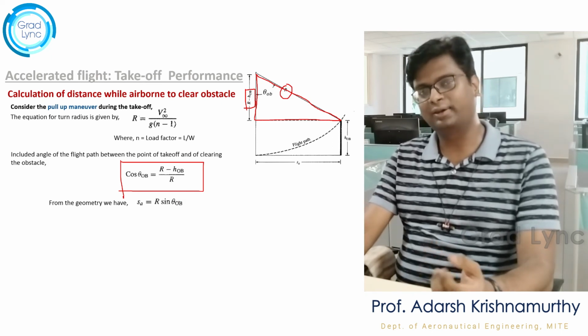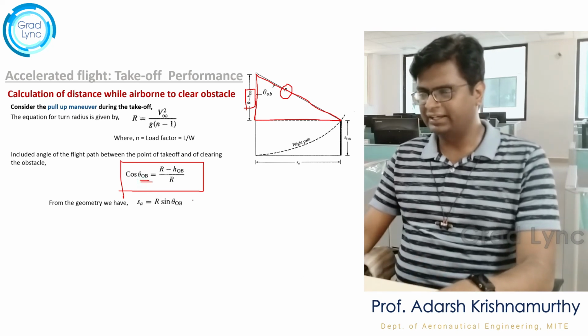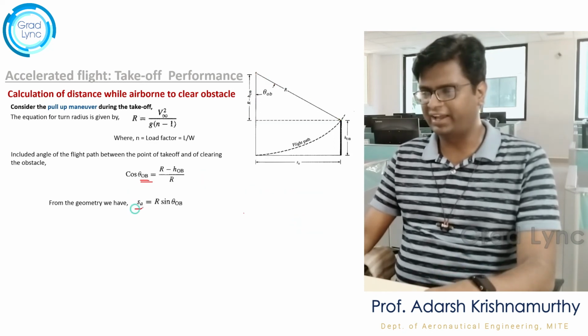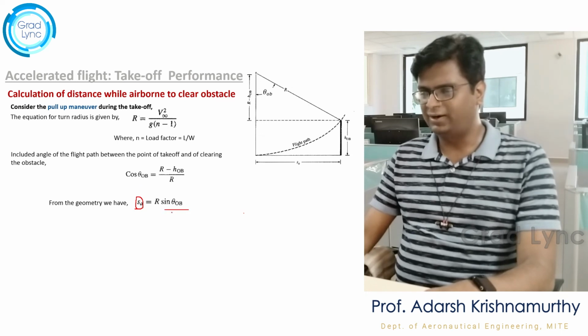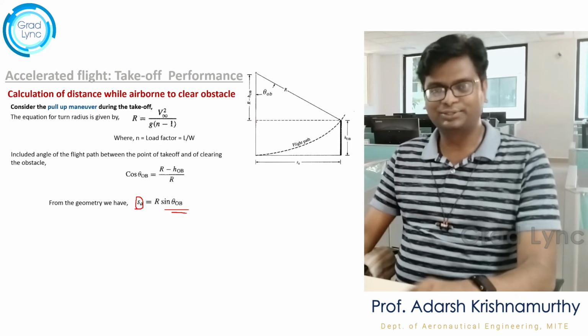Right? With this I can calculate the theta value, and from the geometry I can calculate the air roll, that is SA. If I apply sine of angle theta, I get opposite by hypotenuse. The opposite side is SA and the hypotenuse is R. So if I solve it for SA, that is the air roll, I get R into sine theta OB. Clear? So this is the methodology involved here. First you calculate R, then we move on to calculate theta OB, and if we have these two values, I can calculate the air roll.